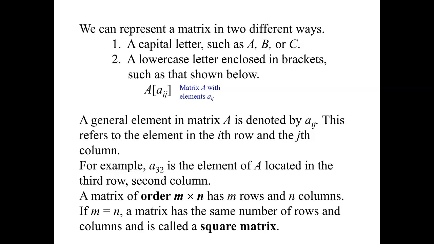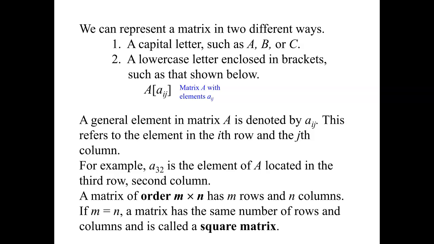So if I have a matrix A, I would use a lowercase letter to represent any given element in that matrix. i and j represent the rows and the columns. The first subscript represents the rows, and the second subscript represents the columns. So the rows go sideways and the columns go up and down. For example, a sub 3,2 is an element of matrix A located on the third row and in the second column.